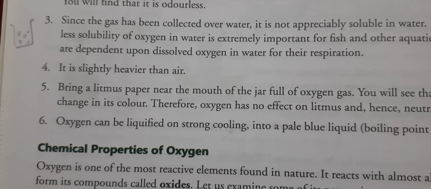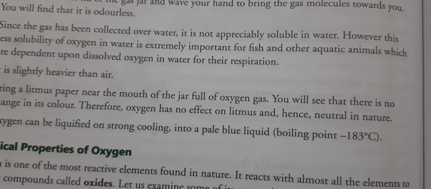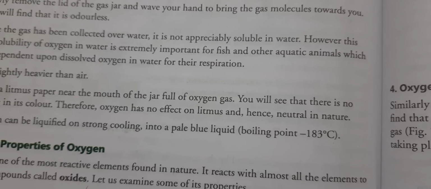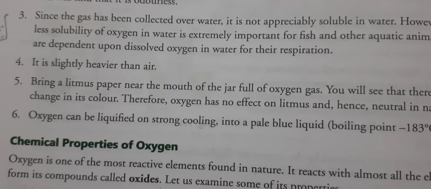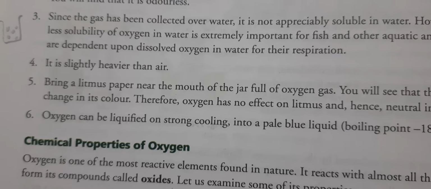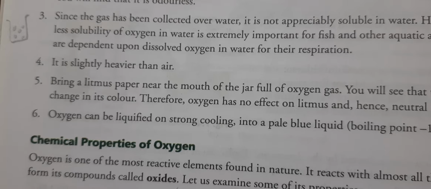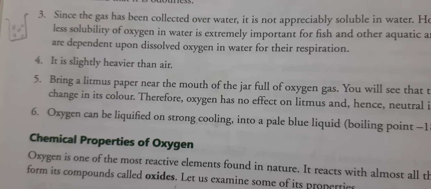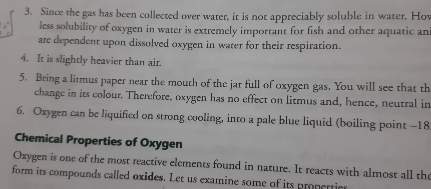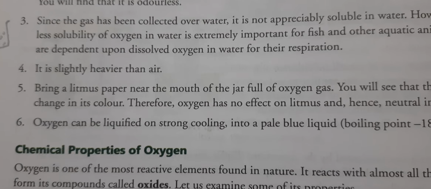Next, number 5. If you bring a litmus paper near the mouth of the gas jar of oxygen gas, you will see that there is no change in its color. Litmus papers are used to test whether a particular mixture or particular substance is acidic or basic. Oxygen is neutral to litmus paper. It does not produce any effect in the litmus paper. Hence, oxygen is neutral in nature. It is neither acidic nor basic.